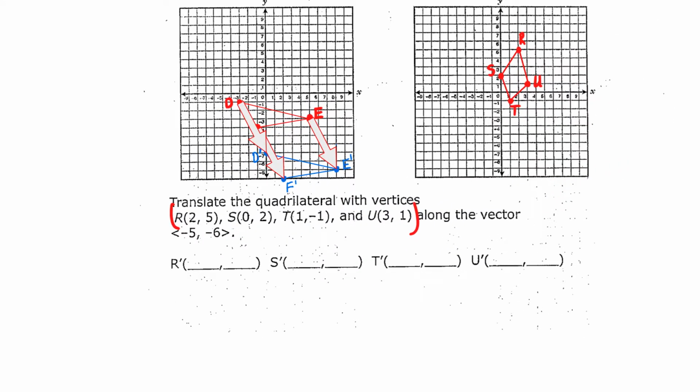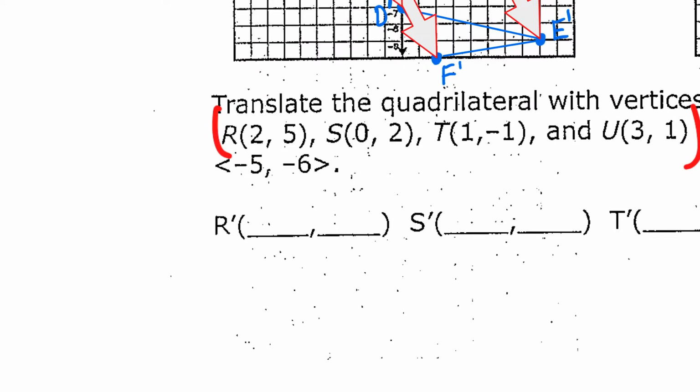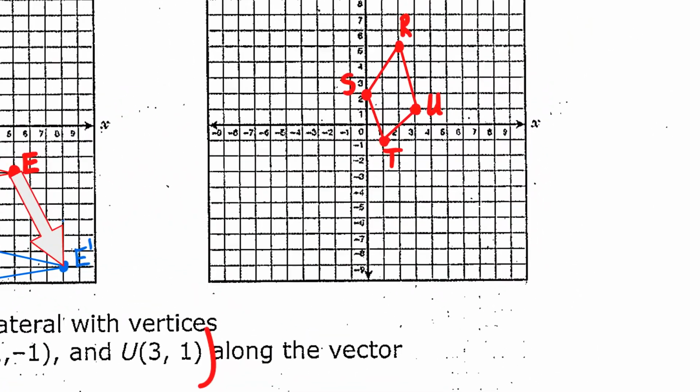Okay, so on this one, we're going to apply this vector of negative 5, negative 6. So what's that vector going to do? Left 5 and down 6. Good. Left 5, down 6. We're going to do the same thing to each point. So 1, 2, 3, 4, 5, down 1, 2, 3, 4, 5, 6.